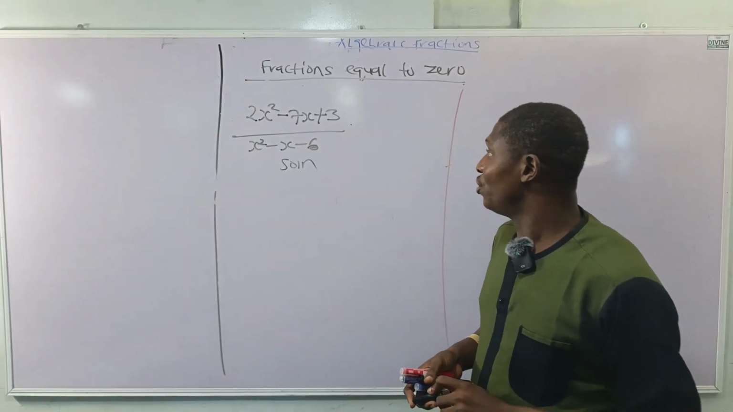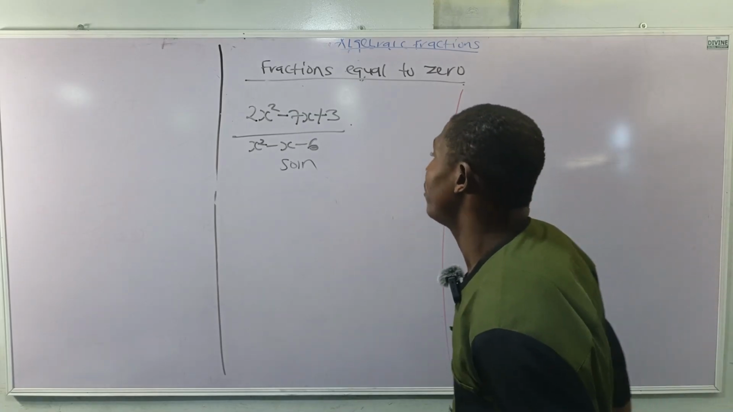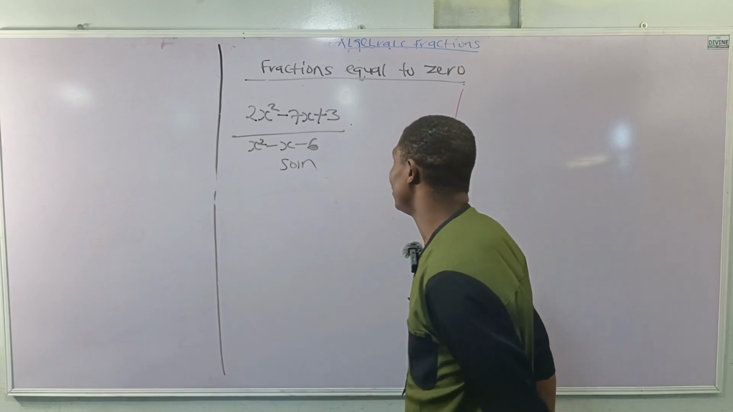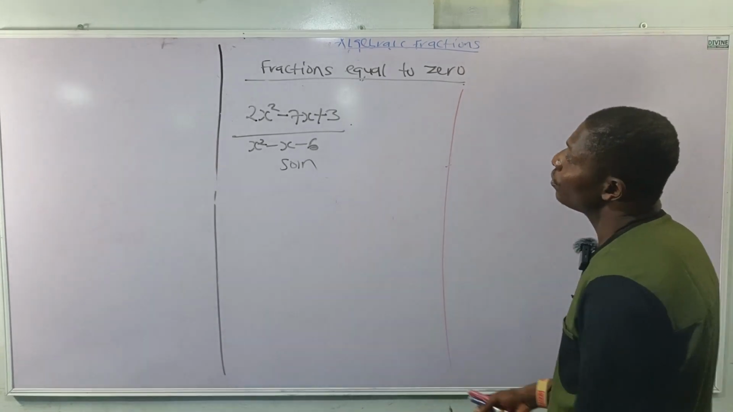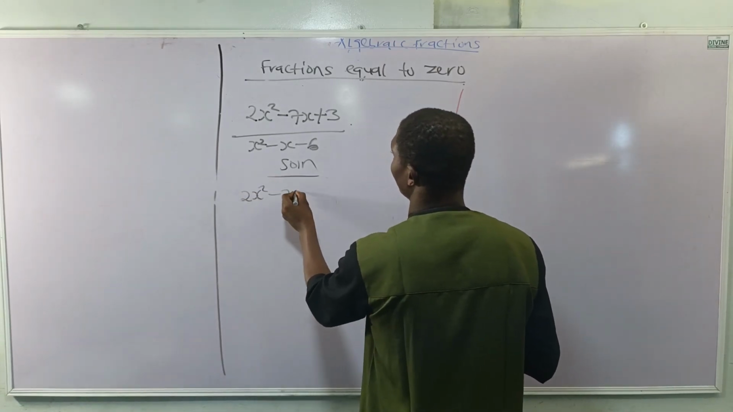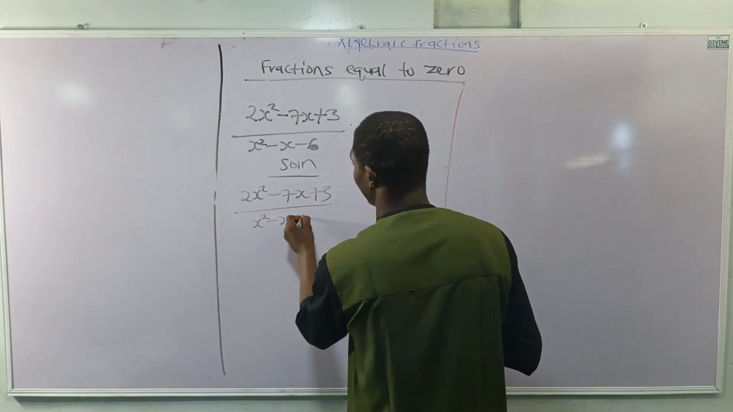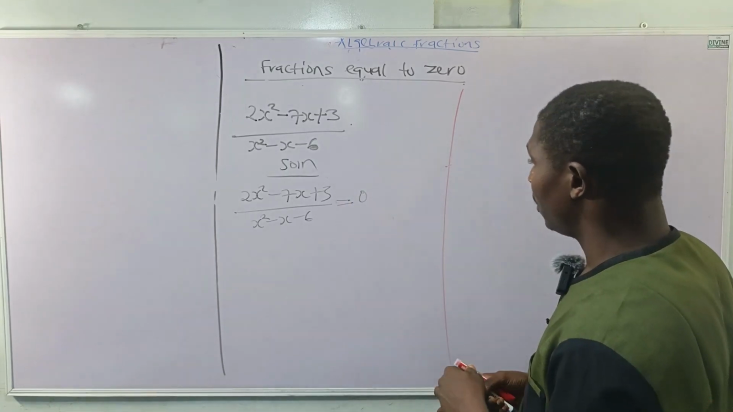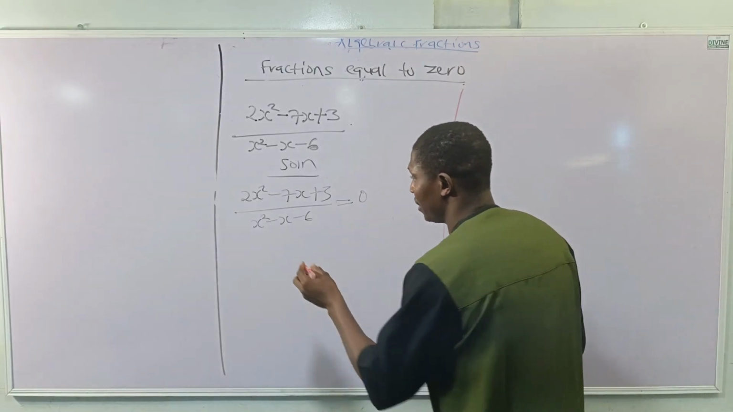So we have another question on the board. We have 2x squared minus 7x plus 3 all over x squared minus x minus 6. They said, for what value of x is the fraction equal to 0? So what do we do here? We simply have 2x squared minus 7x plus 3 all over x squared minus x minus 6. Let it be equal to 0.